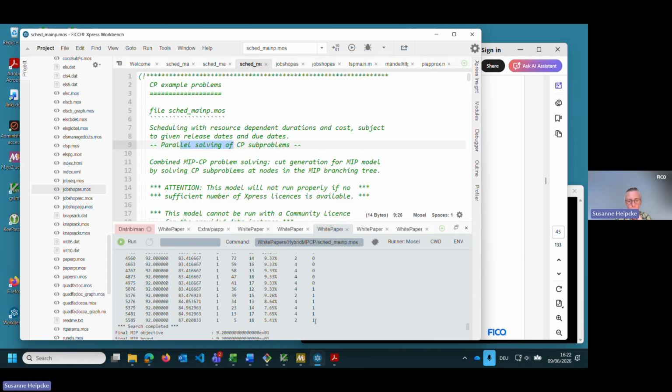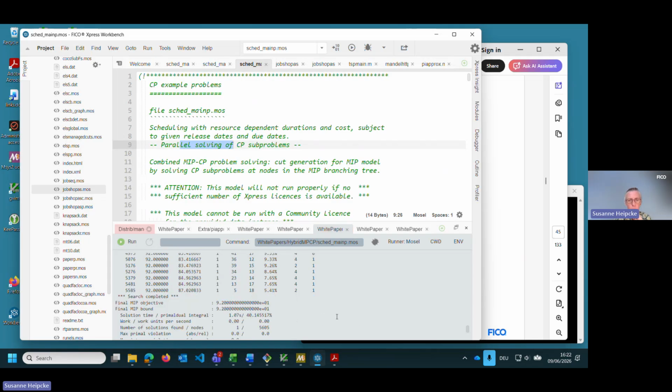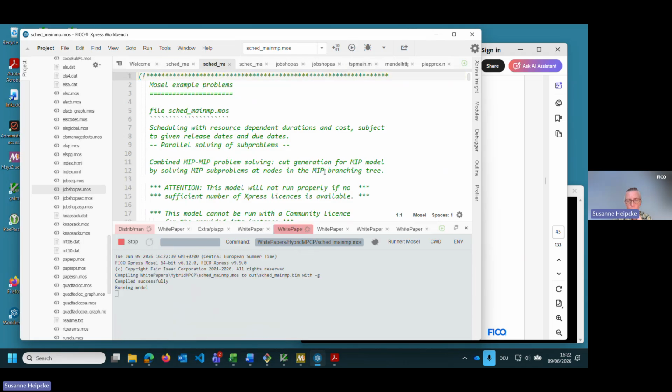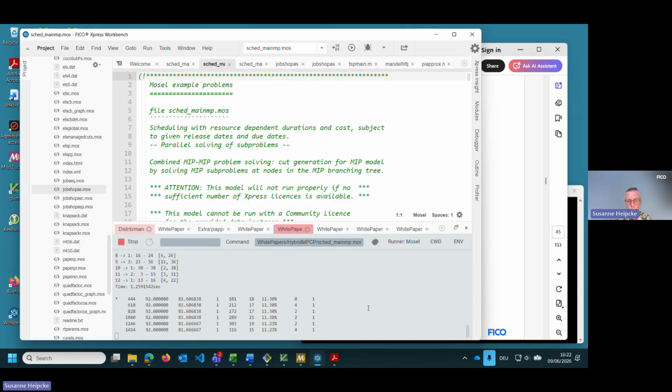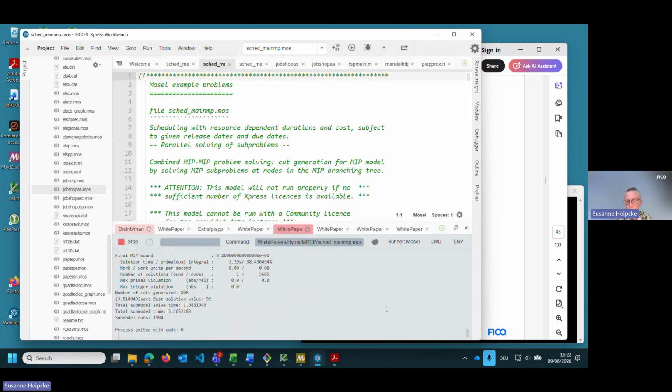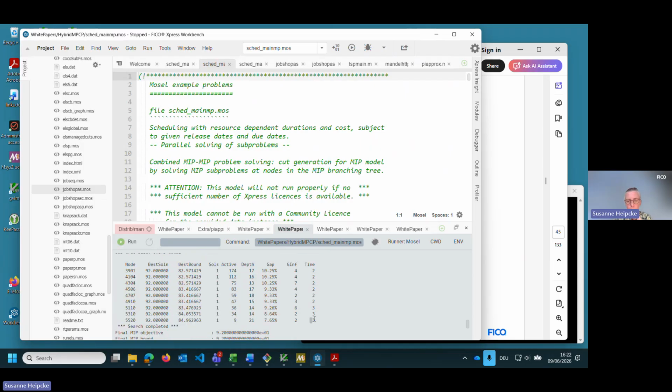The total time is also 1. And the same for the math problem. So MIP is doing the same node numbers, but here these subproblems are slower. So we are in the same range of node numbers. I'm always getting the same results, of course, but the subproblems are slower in this case.